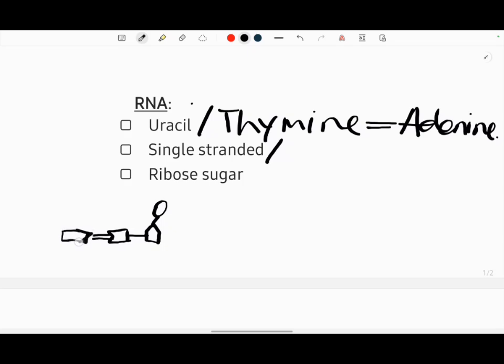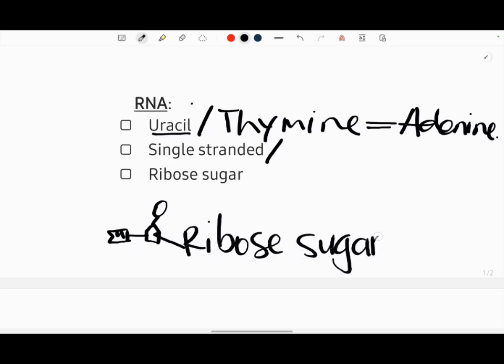Okay, so I know I did not draw this right, but you guys get the gist, okay? So yes, this is how it will look in RNA, single-stranded. You will know immediately that this is RNA, and once you know that it's RNA, you'll know that it contains uracil over there. And also the difference between RNA and DNA is the sugar. Here, the sugar is called ribose sugar, okay? Whereas in DNA it was called deoxyribose sugar.